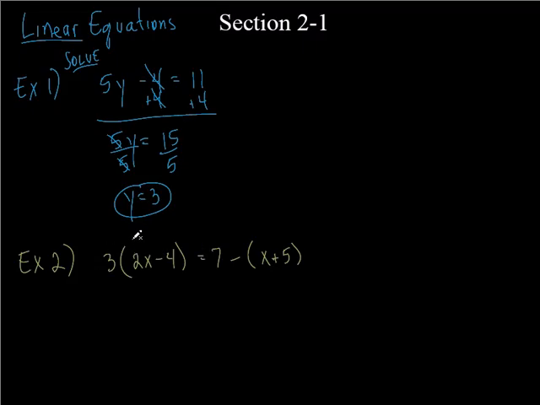Let's simplify this whole left side so we can't do anything else to it. So what do we have here? We've got a 3 outside this parentheses. What is that? That's right, distribute. That's the word. Distribute it through this parentheses. So that's 6x minus 12, because it just multiplied everything by 3.